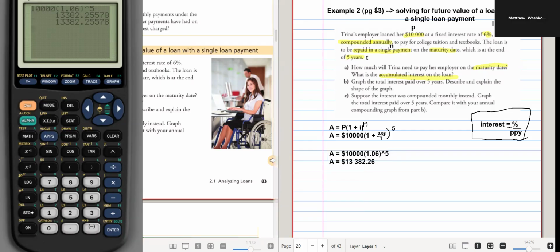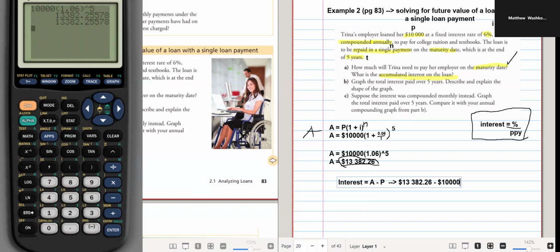Okay? So that's question A. That's the answer. I'm going to circle that. Now, question B asks us, oh, sorry, I almost made a mistake. Remember, that says 2 questions. So how much does she have to pay? She has to pay her employer this much money at the end of the maturity date. And then what is the accumulated interest on the loan? Well, interest is just your investment minus your principal, right?